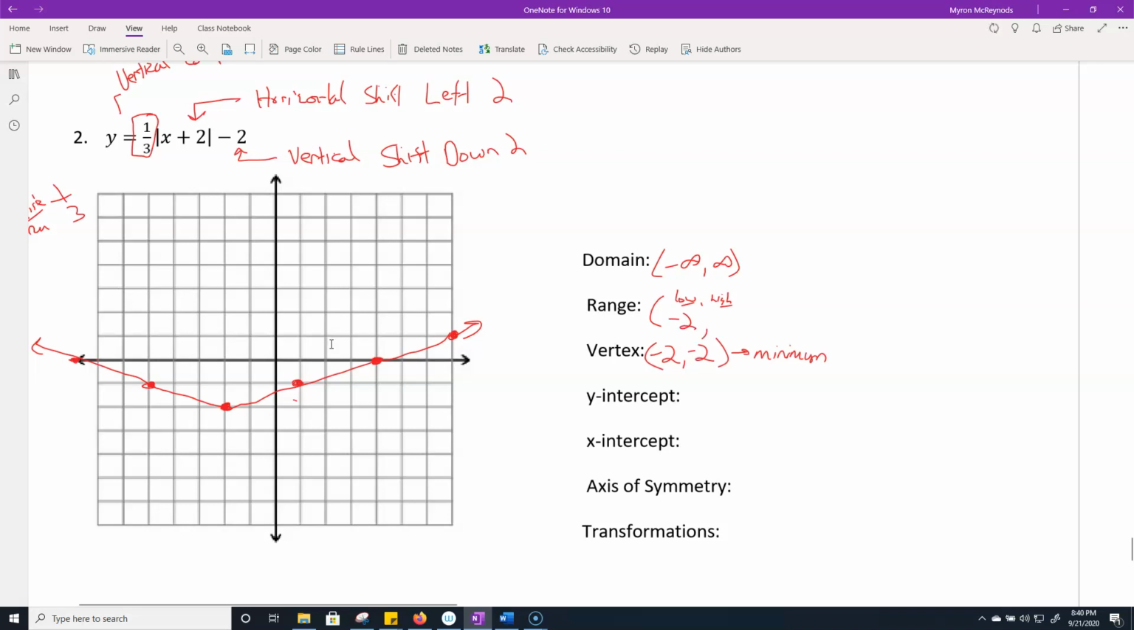And then how high does it go up? It just keeps going up forever, all the way to infinity. -2. Oops, I need to do an include there, a bracket, because that does include -2. Remember, for infinity, it's always parentheses, because you can never actually get to infinity. But we do hit -2 on this graph, so you're going to put a bracket there at -2.